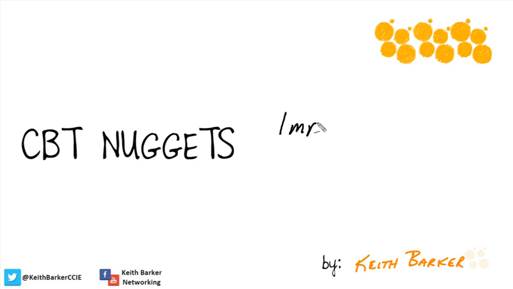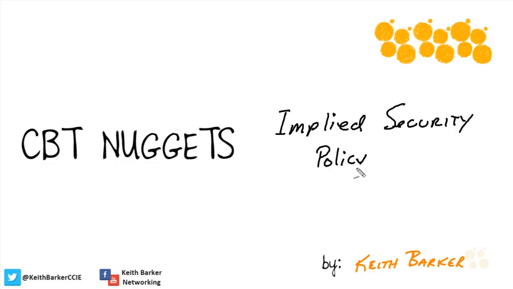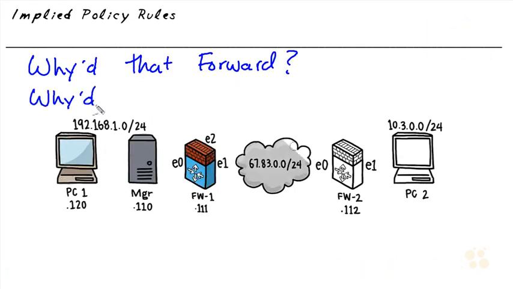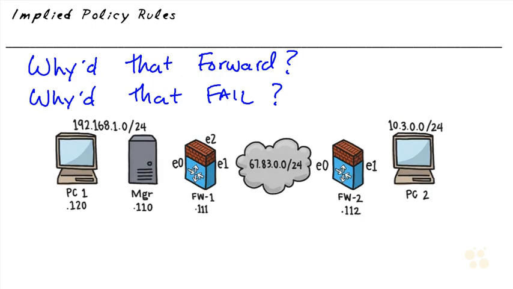Many times when working with a network device, we have traffic that is allowed through and we weren't expecting it to be, or we have traffic that we were expecting to be allowed through that didn't make it. So we might ask ourselves the question, why'd that forward or why'd that fail, aka WTF?